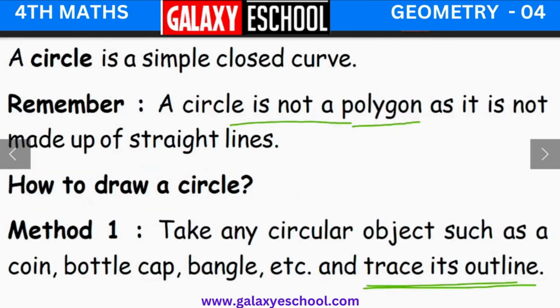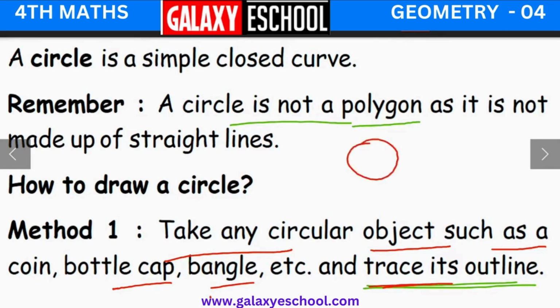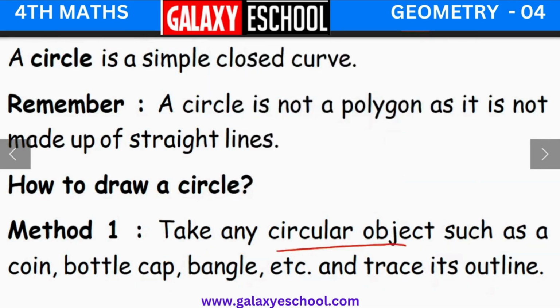So that is our first method. We can take any circular object such as a bangle, coin, bottle cap, etc. and then trace the outline. This is the simplest and also the most common method that we use for drawing a perfect circle. Yes, we can draw a circle only with the help of a pencil also, but it will not come out perfect all the time. That is why in the first method we use a circular object.